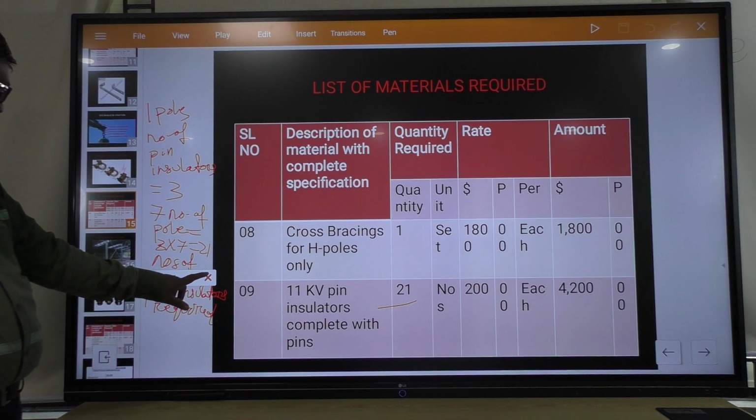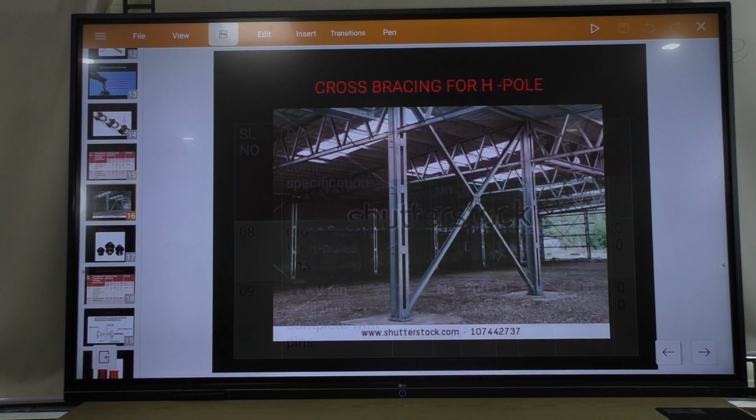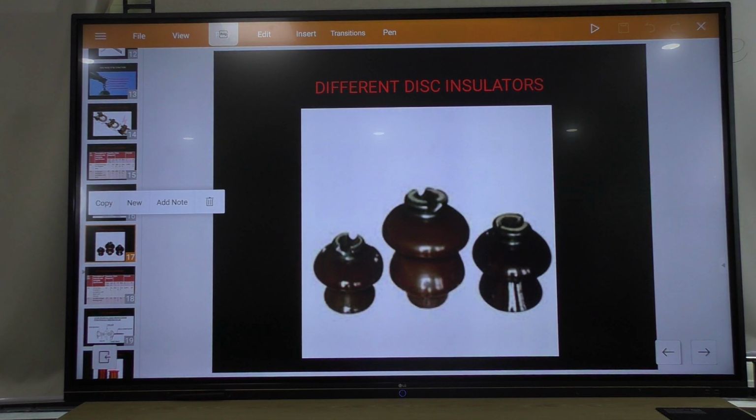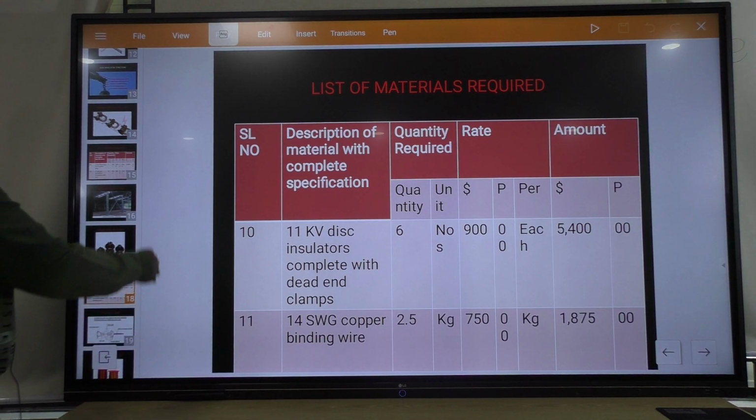Next, this is an example of cross bracing for H pole structure. These are different types of disc insulators. Next, disc insulators required: 6 numbers for 2 dead ends.